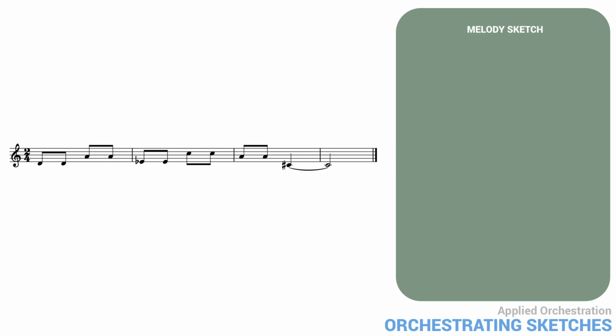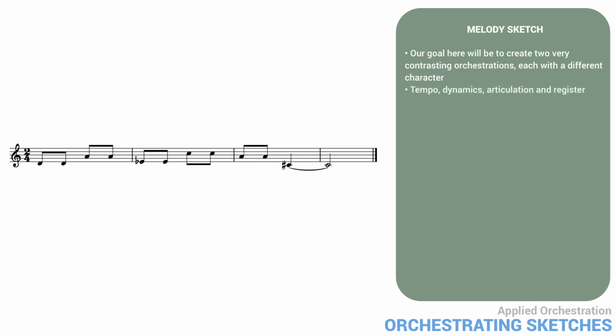The sketch here deliberately does not include tempo, dynamics, or articulations. It can also be transposed as desired. Our goal here will be to create two very contrasting orchestrations, each with a different character. To do this, we need to focus on those aspects of the music usually not discussed in music analysis courses: tempo, dynamics, articulation, and register.